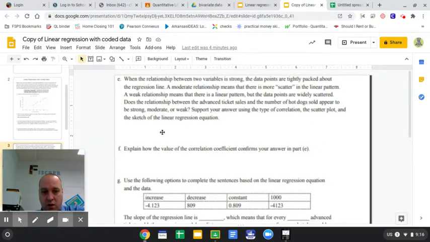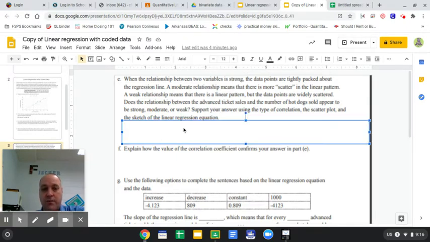So you write strong. Support your answer using the type of correlation, the scatter plot, which we've already done. So you would write strong, it's positive, and it's linear. Because there are some that are not linear. They may have a curve to it, some kind of curve to it or something like that. And that could make it quadratic. It could make it exponential. It could make it all kinds of different things.